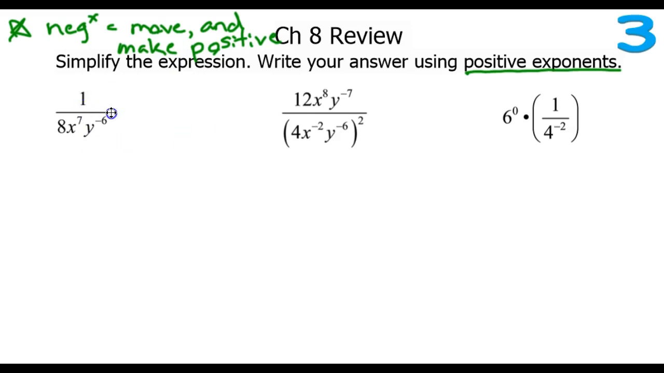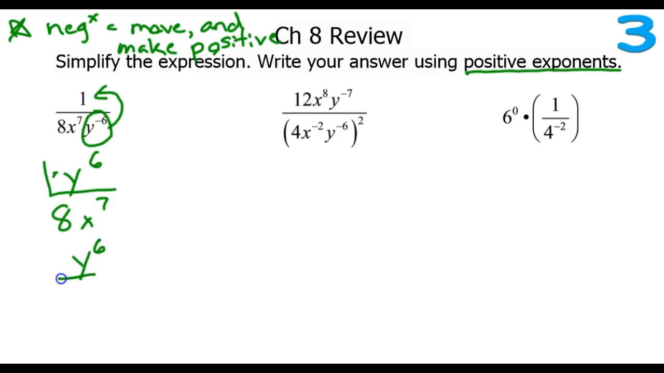So I'm looking for negative exponents in my first problem. I see that this y has a negative 6 on it. So what I'm going to do is take the y to the negative 6 and move it up to the top of my problem, and I'm going to make it positive. So this answer would look like y to the 6th over 8x to the 7th. These don't have negative exponents, so they stay there. And I would still have this 1 here, but if I multiply anything by 1, I still get y to the 6th over 8x to the 7th.